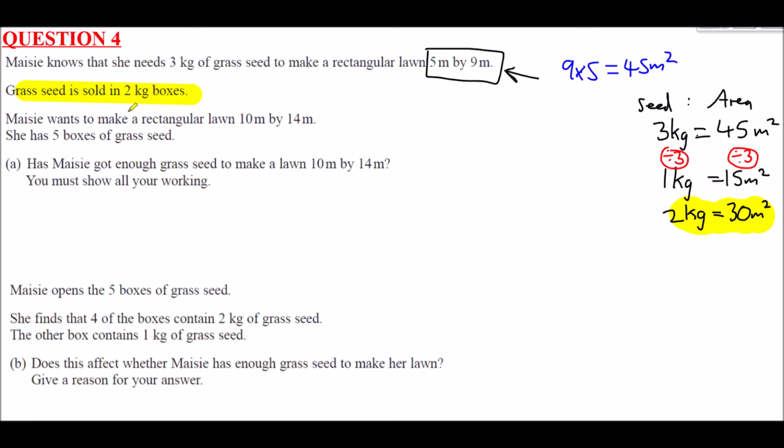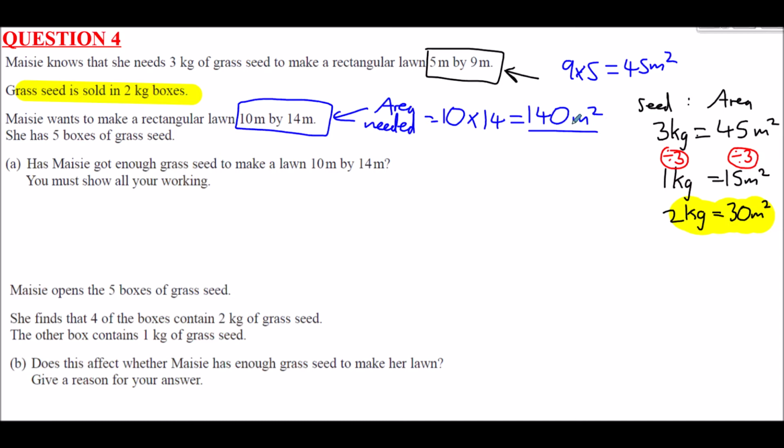Now Maisie wants to make a rectangular lawn which is 10 meters by 14 meters. So the area she needs is 10 multiplied by 14. So the area she actually needs is 10 times 14, which is 140 square meters. She's got 5 boxes of grass seed. So has she got enough grass seed to make a lawn 10 meters by 14?